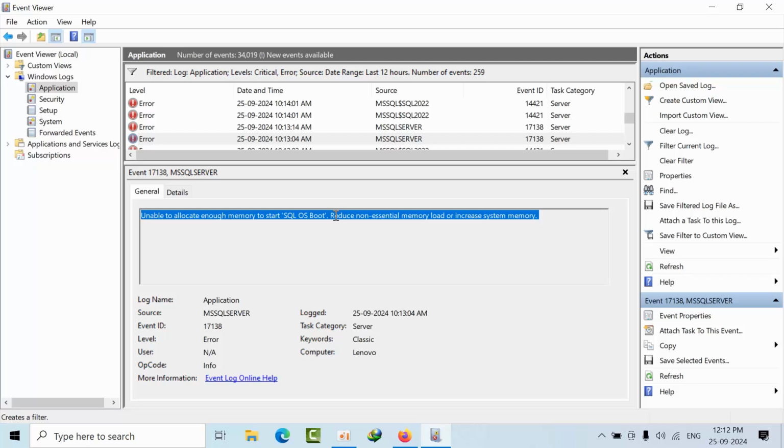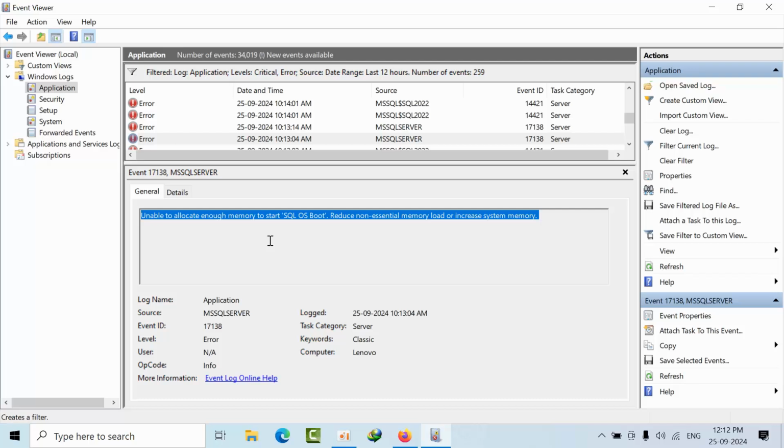Yesterday I had configured large pages in memory. Because of that, it was getting an error after restarting. Keeping that in mind, I disabled the trace flag, -T834, in the configuration file. After that, my SQL Server started.